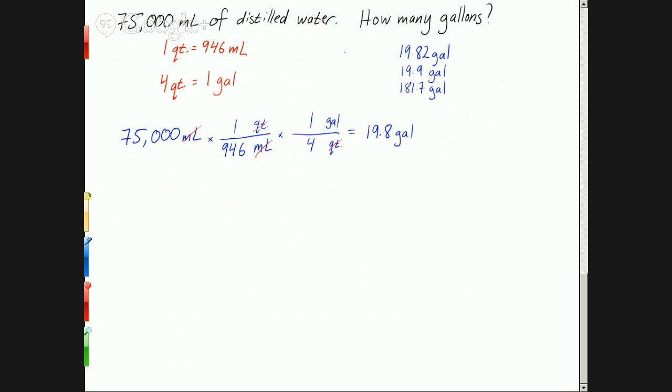All right. Rounded it to 20 gallons, is that safer, or should I stick to the 19.8? Good question.